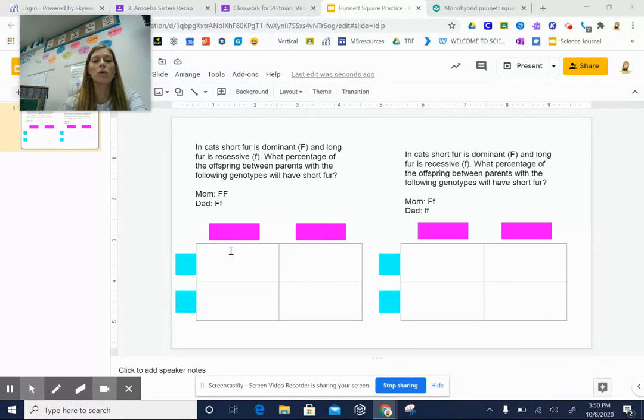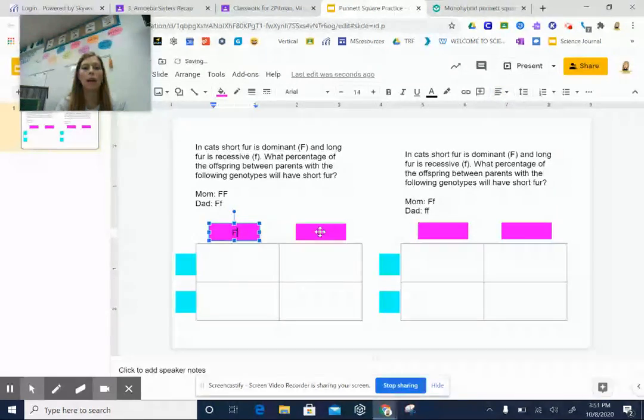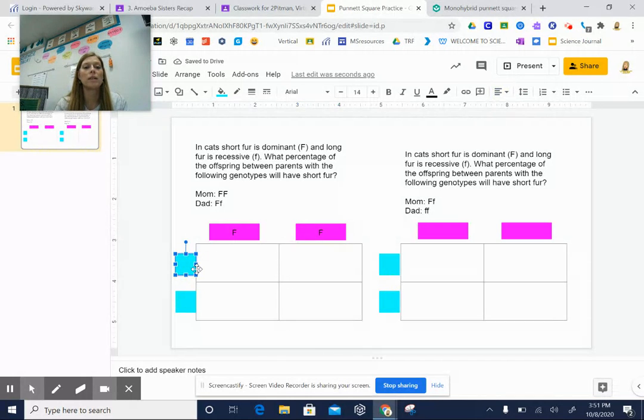So I'm going to work through the first one with you, and then you will do this one on your own. So I put pink squares so that we could fill in mom's genes. So mom is a capital F here. Oh, let's make it centered. Okay, and then a capital F here. And then I put blue boxes for dad's genes. So dad has capital F and lowercase f. So we're going to put a capital F here and a lowercase f here.